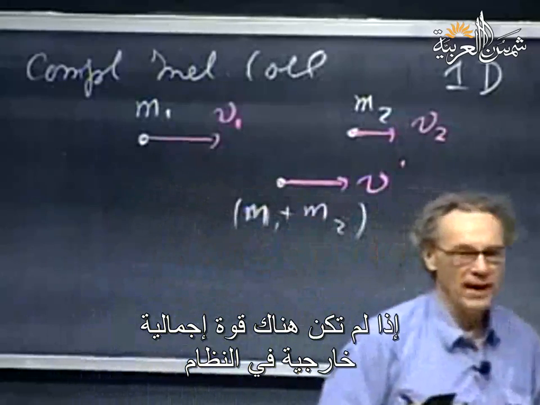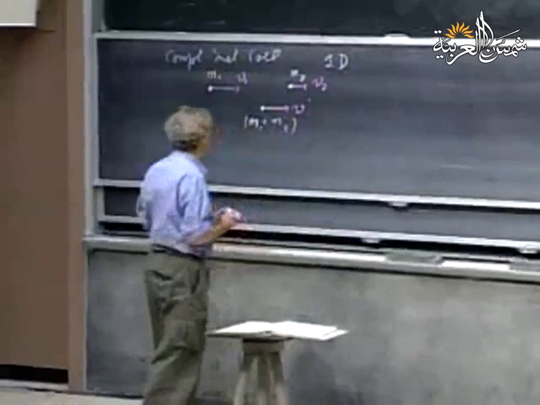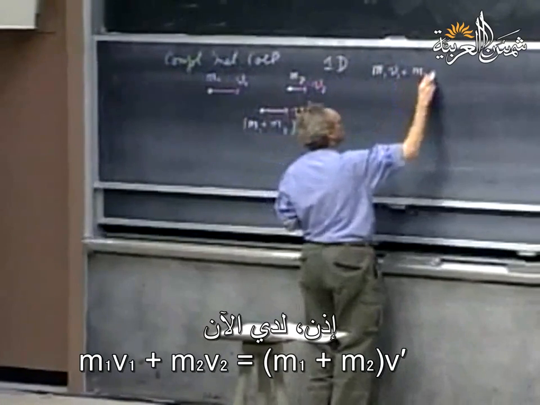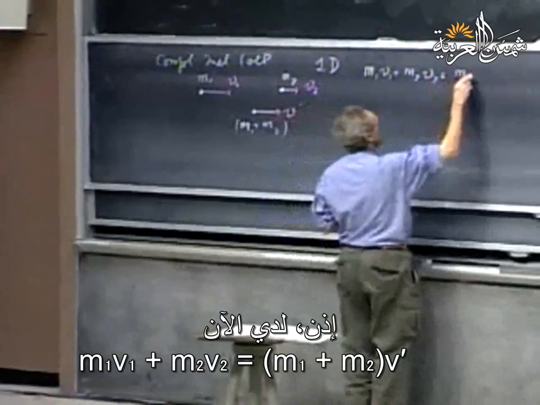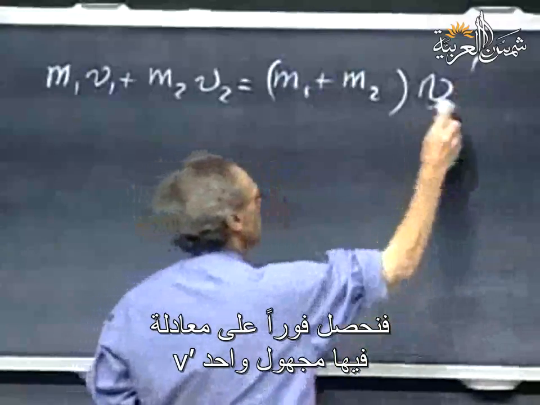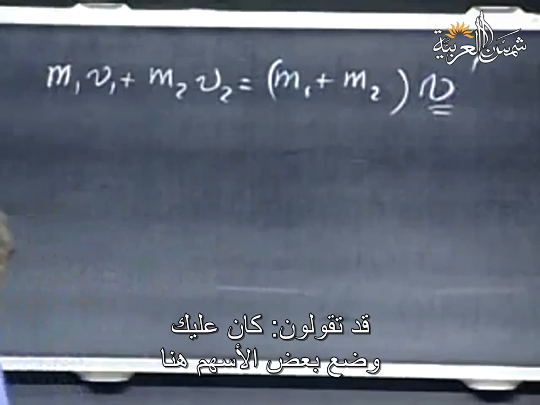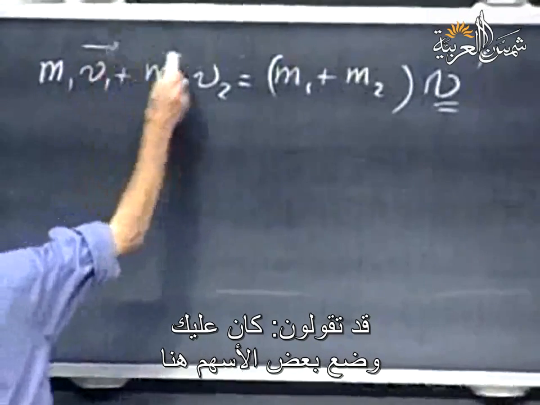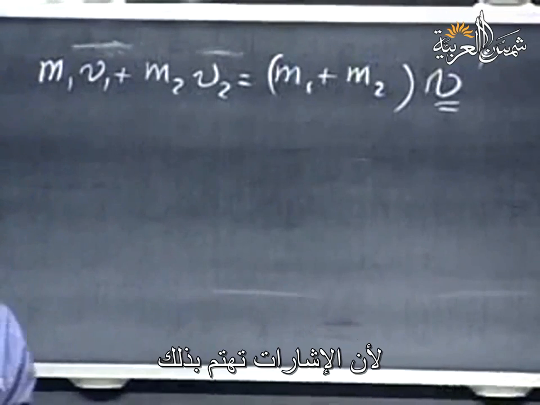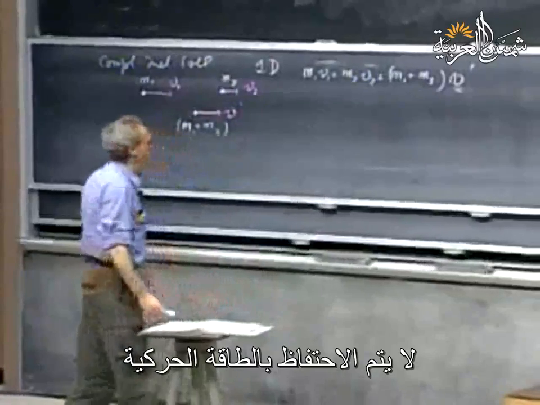If there is no net external force on the system, momentum must be conserved. So I now have that m1 v1 plus m2 v2 must be m1 plus m2 times v prime. One equation with one unknown. V prime follows immediately. You may say, gee, you should really have put arrows over here. Well, in the case that it is a one-dimensional collision, you can leave the arrows off, because the signs automatically take care of that.